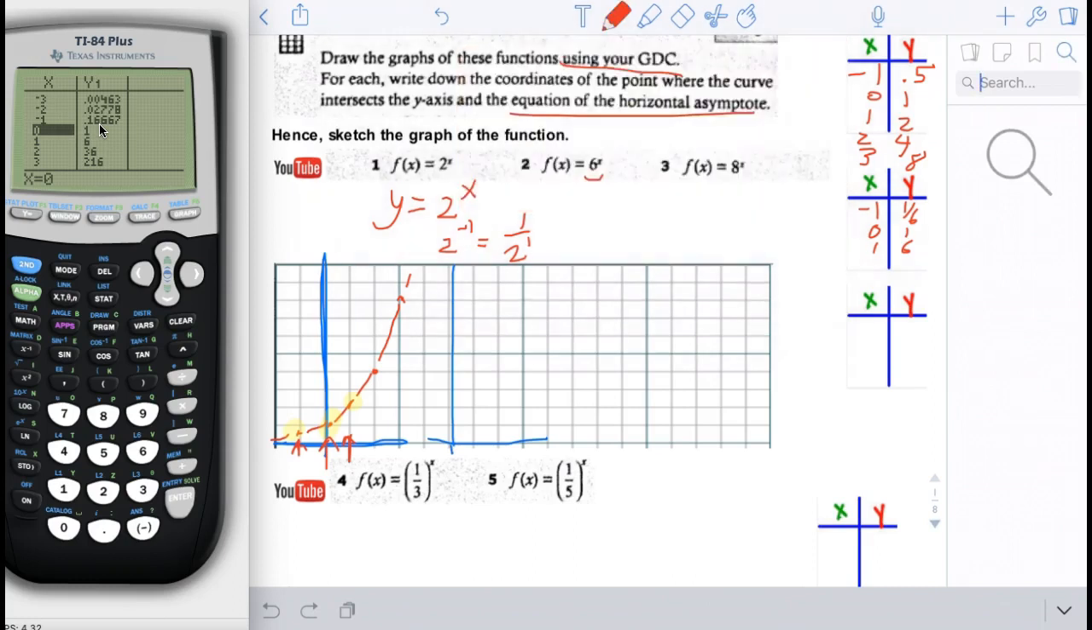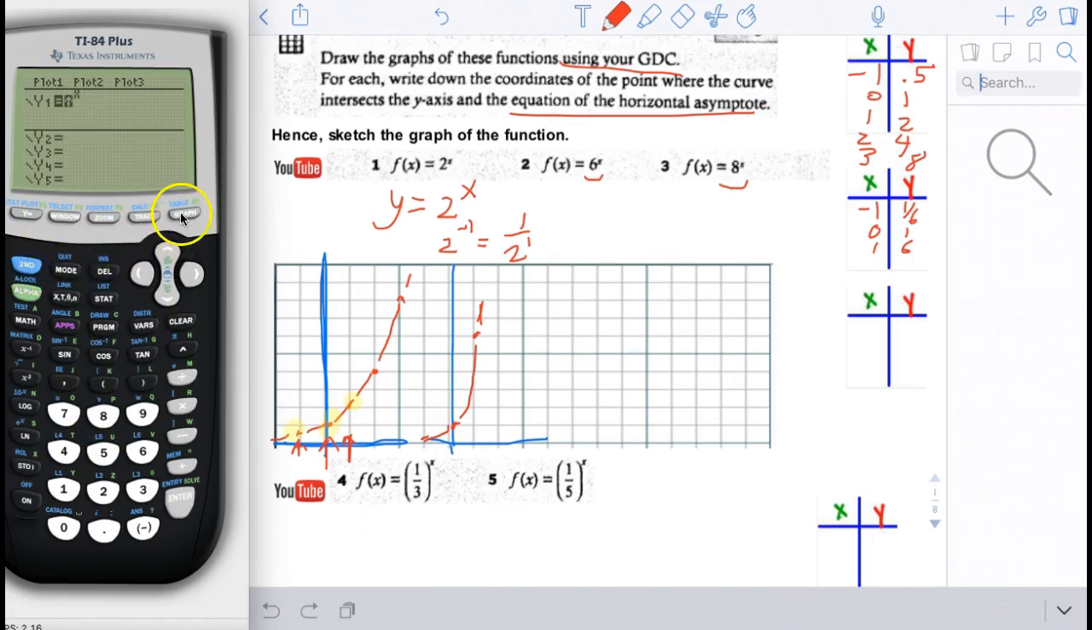Okay, so negative 1, 1/6 would be very small right there. 0, comma 1 would be right there. 1, comma 6 would be there. So this is an exponential curve that goes up very quickly. Okay, finally let's do 8 to the x, and this will go up even more quickly. So we'll change the 6 to an 8.